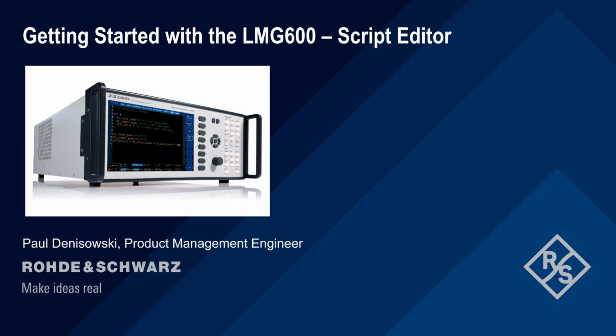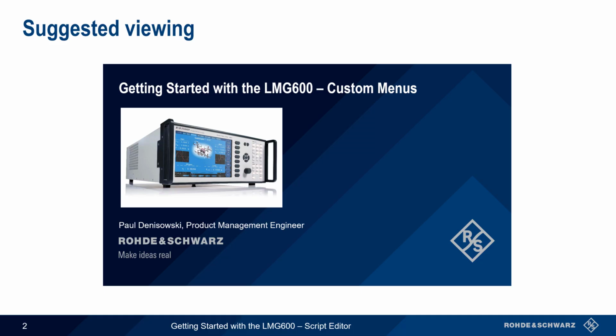In this presentation, we'll provide an overview of how to create and use scripts on LMG600 series precision power analyzers. As we'll see in this presentation, values generated by scripts can be displayed directly in the Script GUI and/or in a user-defined custom menu. We'll only briefly mention custom menus in this presentation, so please see the separate presentation Getting Started with the LMG600 Custom Menus if you'd like to learn more about custom menus and how to create and use them.